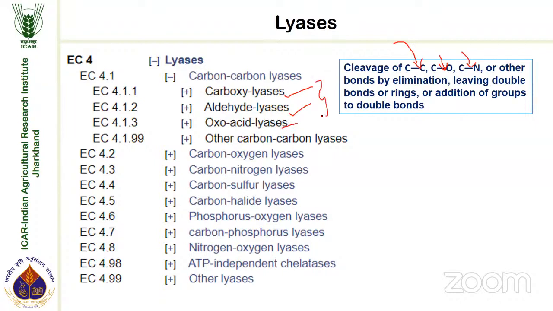In the pentose phosphate pathway, if anyone has studied the HMP pathway or pentose phosphate pathway, there you have these kind of enzymes, like aldolase and ketolase kind of enzymes. So those are lyases.